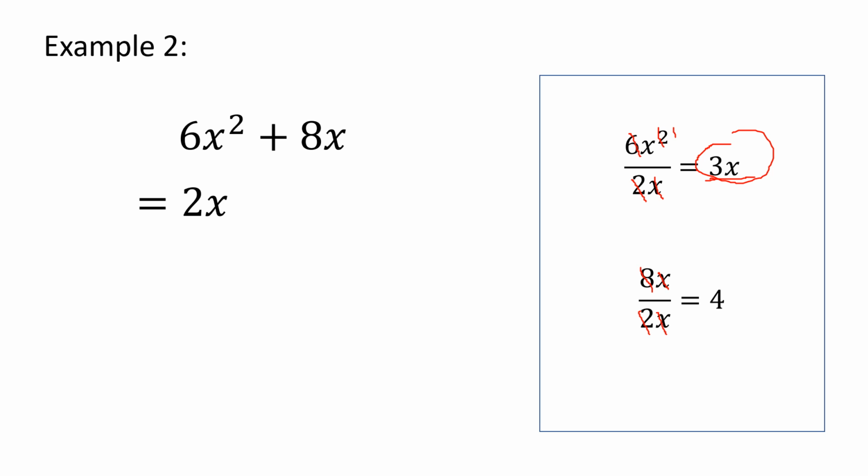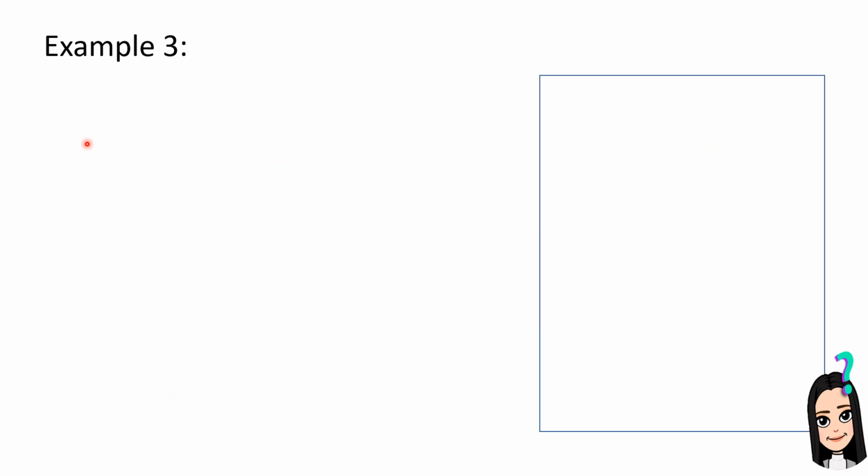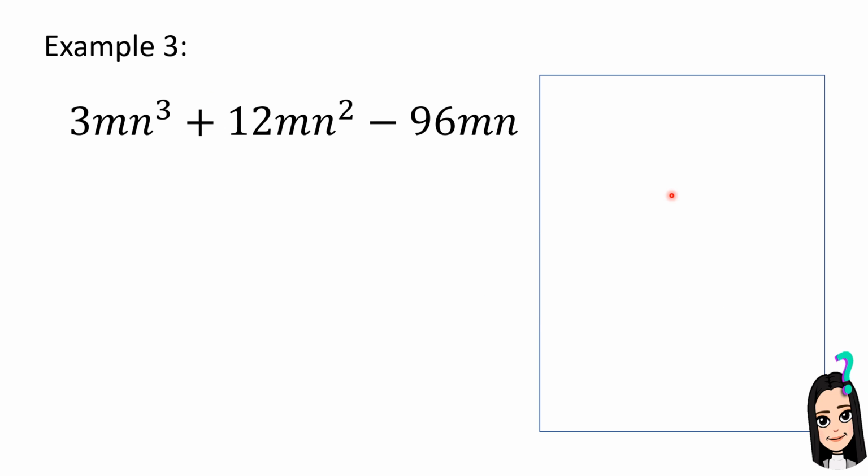So let's copy these answers to make our final factored form. We have now 2x times the quantity 3x plus 4. So this is now our final answer. I only get this 3x from here and 4 from here. Okay, next. Let's proceed to our third example.